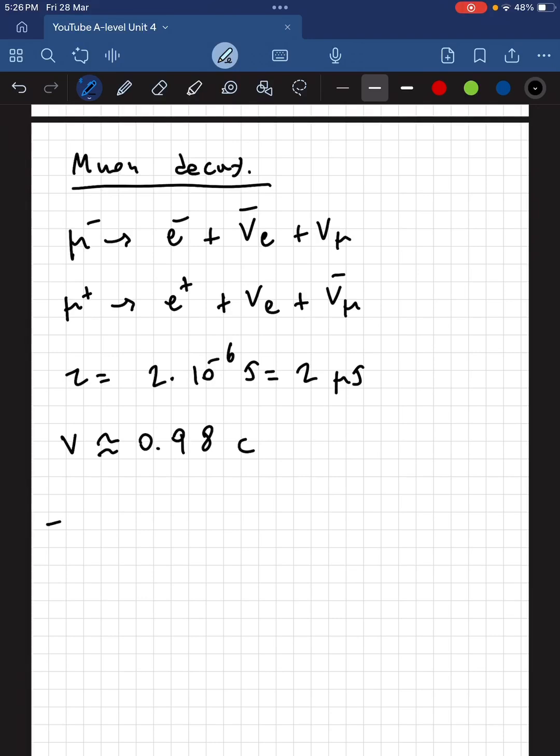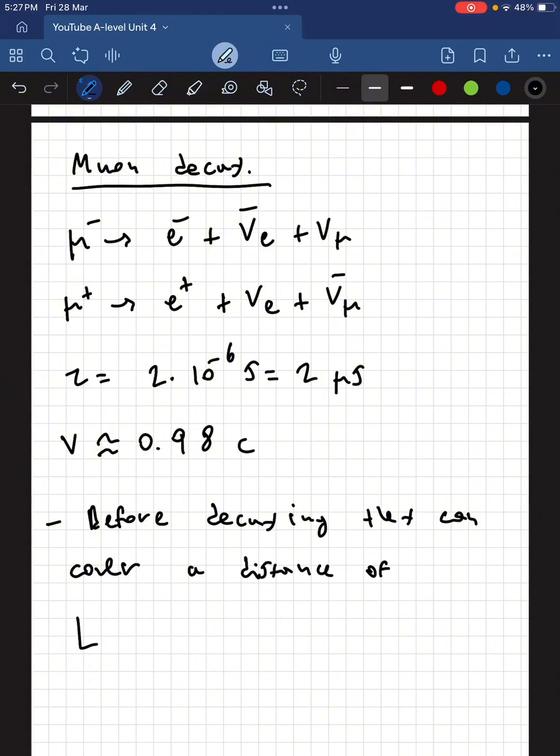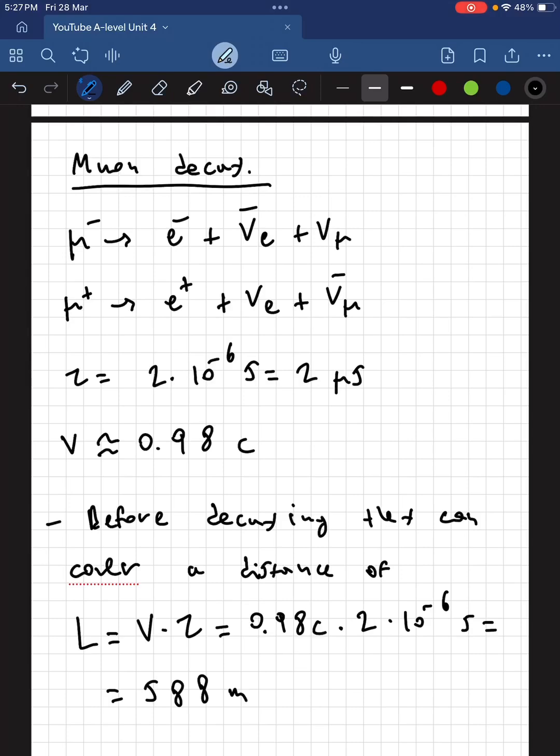So before decaying, they can cover a distance of L equal to their velocity times their lifetime. So 0.98 the speed of light times 2 times 10 to the negative 6 seconds. And if we plug in numbers, we will find 588 meters.